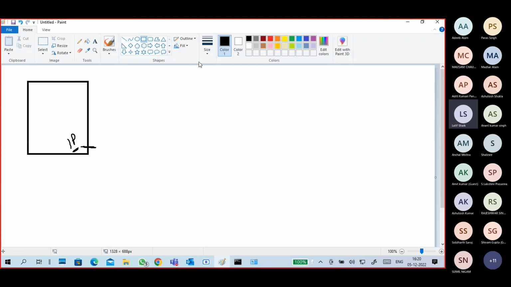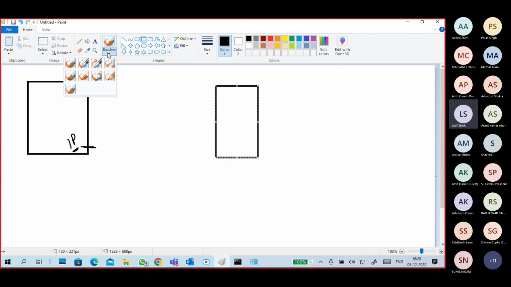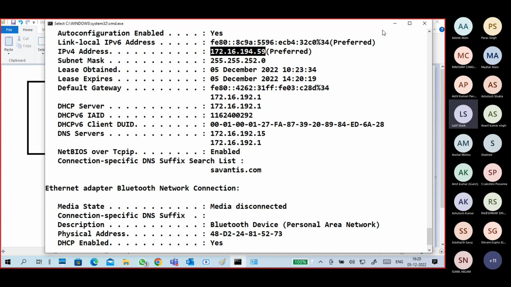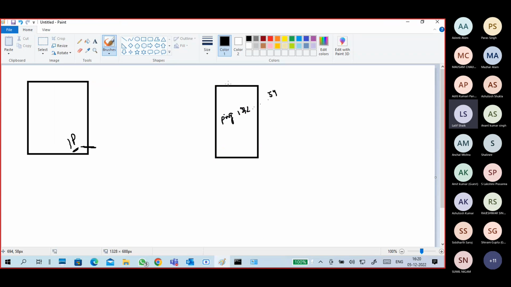So if you are in my network and you want to communicate to my PC, how do you communicate? For example, you want to ping my 172 dot something dot 59. If you ping this IP address from another PC, what happens? The ping request goes to my PC, and I will give a reply.